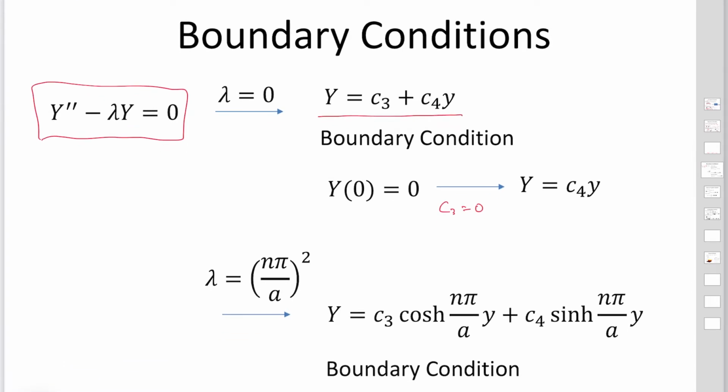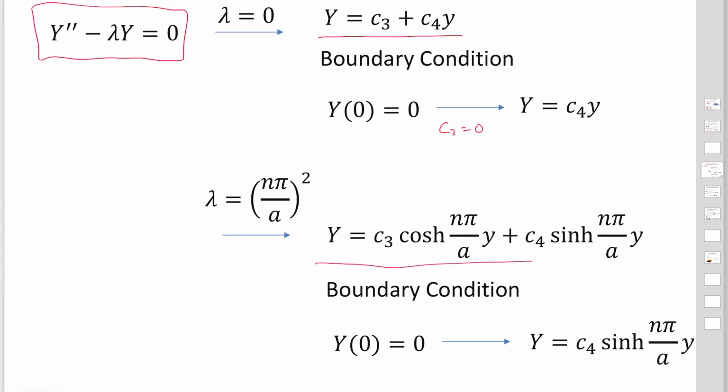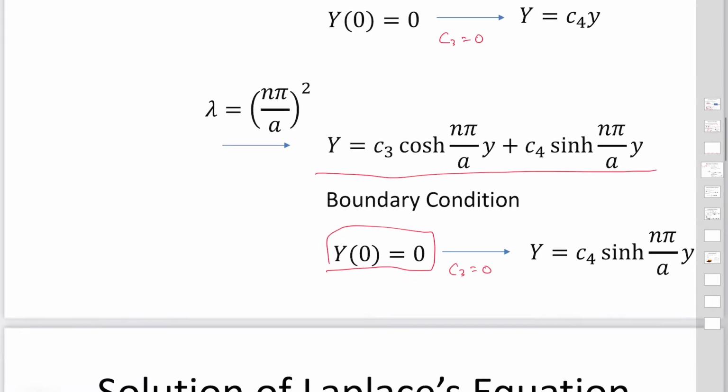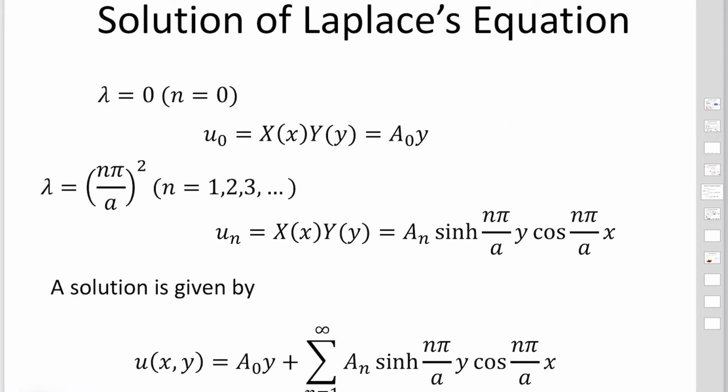When lambda equals n pi over a squared, the general solution for capital Y is expressed as C sub 3 hyperbolic cosine of n pi over a y plus C sub 4 hyperbolic sine of n pi over a y. Then we apply the boundary condition: capital Y becomes 0 at y equals 0. You can find that C sub 3 becomes 0. So the solution for capital Y is C sub 4 hyperbolic sine of n pi over a y. The solution of the Laplace equation when lambda equals 0, which corresponds to n equals 0, is u sub 0 expressed as a sub 0 y.